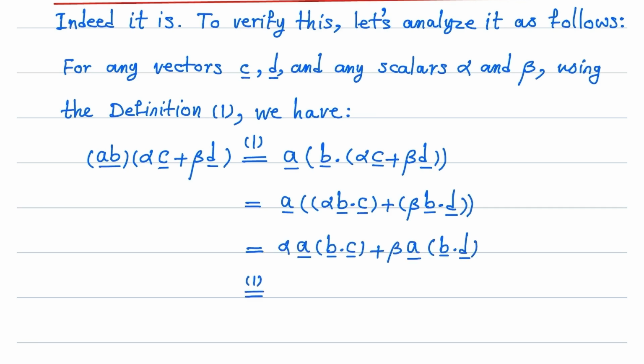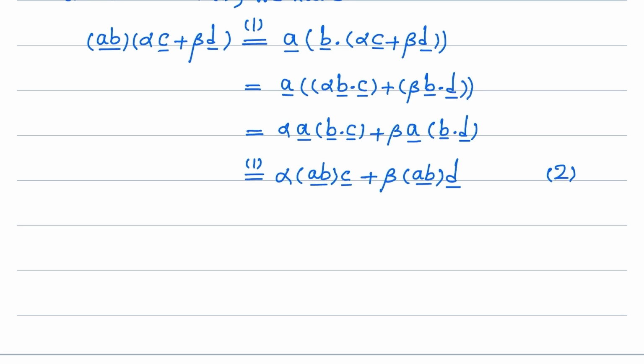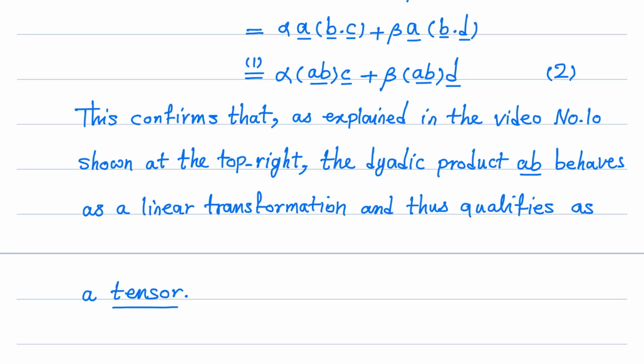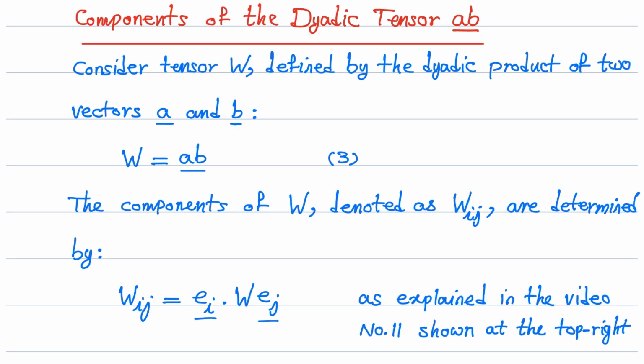Using equation 1, it is equal to alpha times the dyadic product of A and B acting on C plus beta times the dyadic product of A and B acting on D. This confirms, as explained in the video number 10 shown at the top right, that the dyadic product AB behaves as a linear transformation and thus qualifies as a tensor. Next, let's discuss the components of the dyadic tensor AB. Consider tensor W defined by the dyadic product of two vectors A and B.